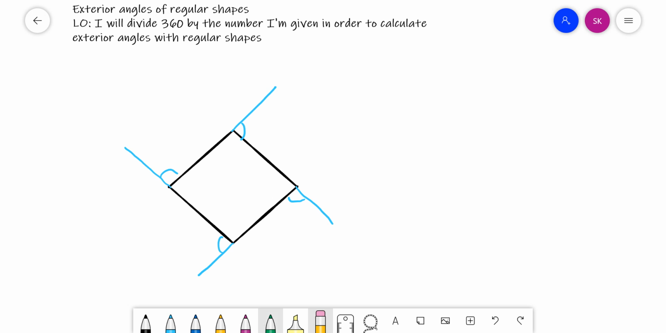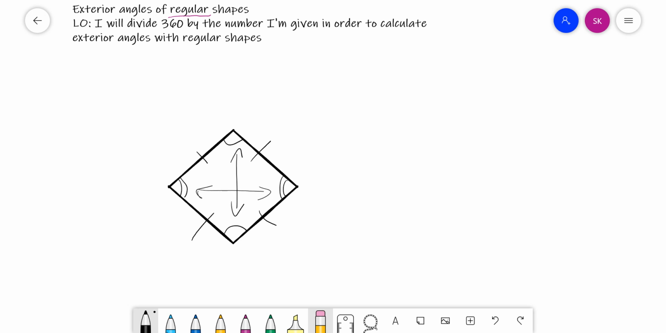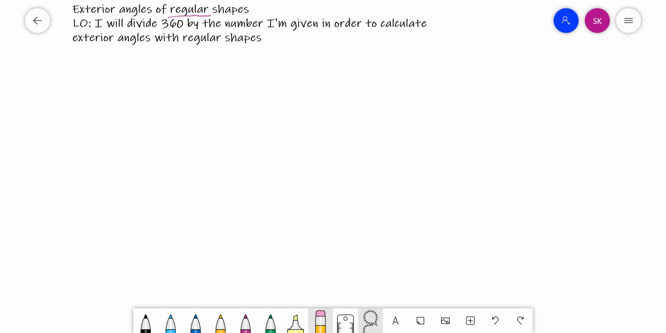Today, we're going to look at a slightly nuanced, which means a really particular situation, where we have exterior angles with regular shapes. Can you remember what a regular shape is? Here's a hint. This rhombus in front of you is not regular. Even though the sides are the same length, it's not regular because the angles are different. These two are acute angles, but these two are obtuse angles.